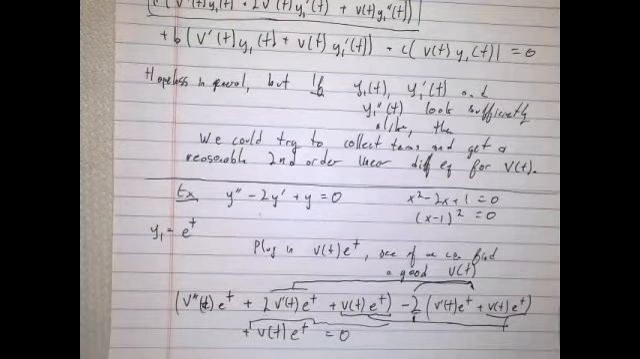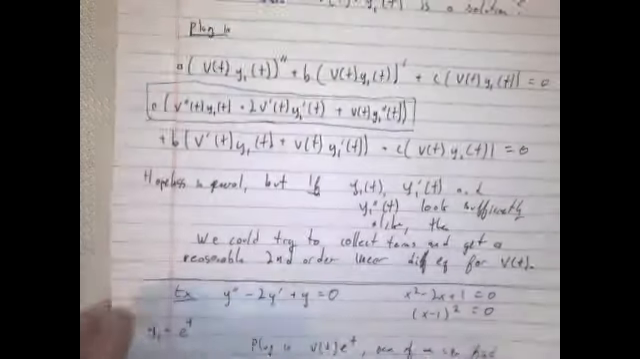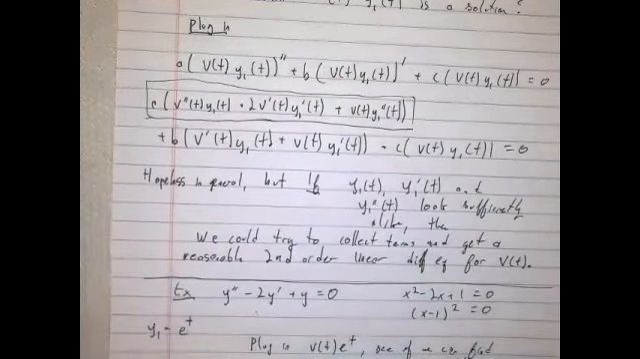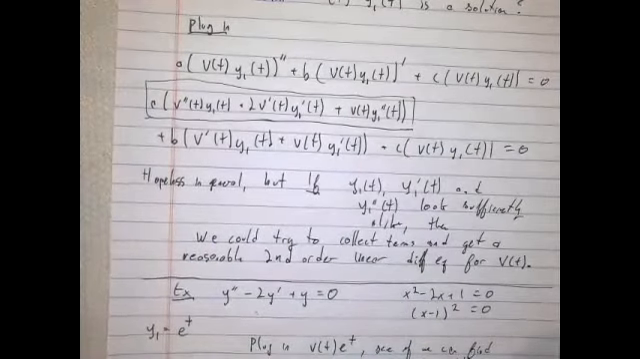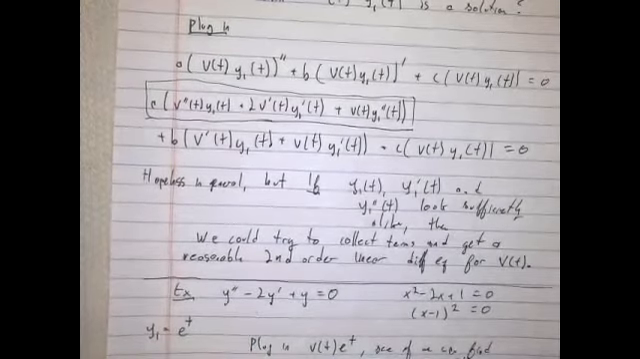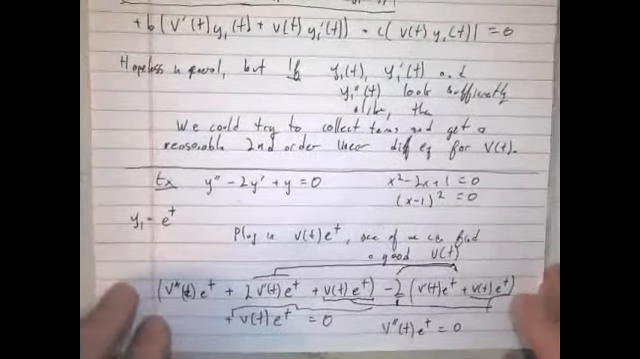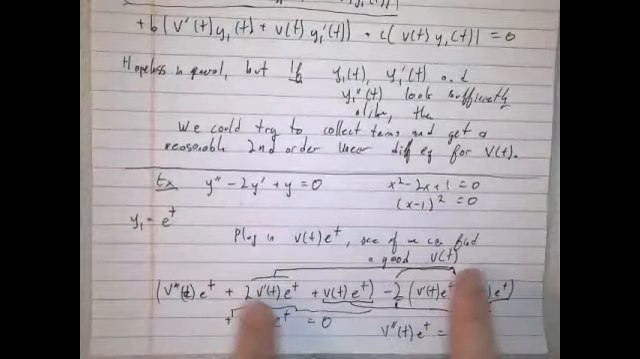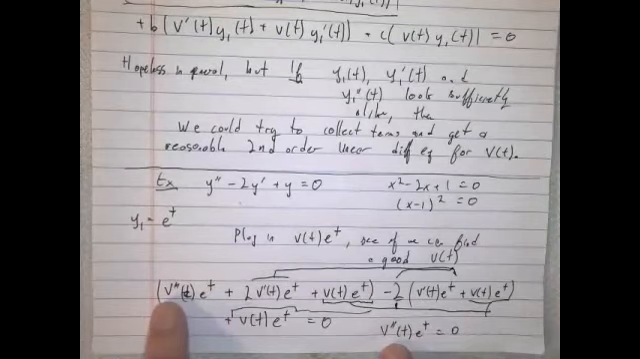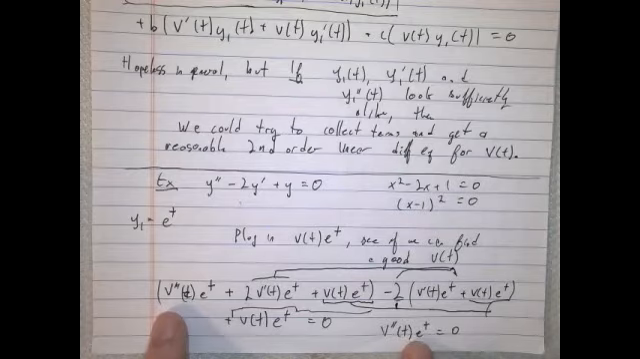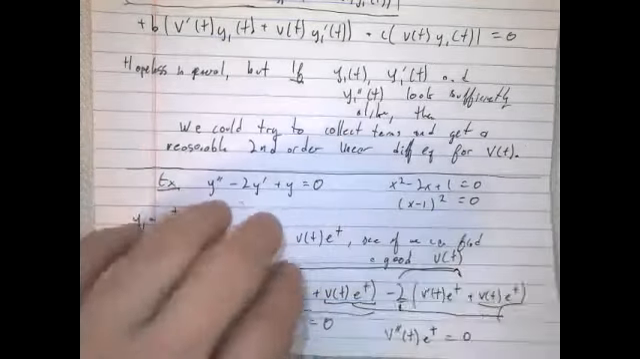All good. Okay. So with all this cancellation, I'm left with the differential equation v double prime of t e to the t is equal to 0. When everything else cancels, I'm left with v double prime of t e to the t is equal to 0. Is e to the t ever equal to 0? No. So I can divide by it.